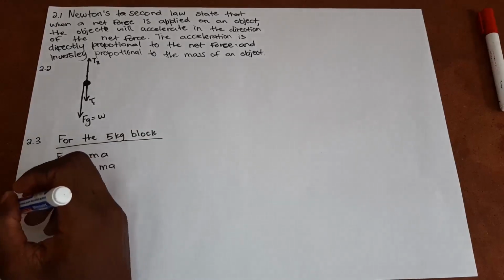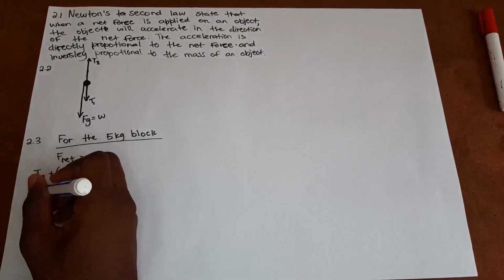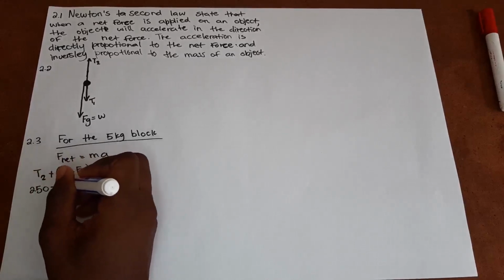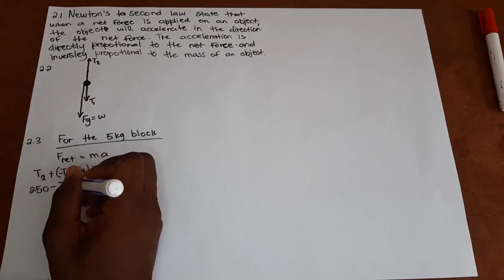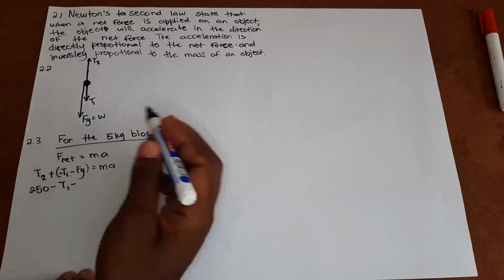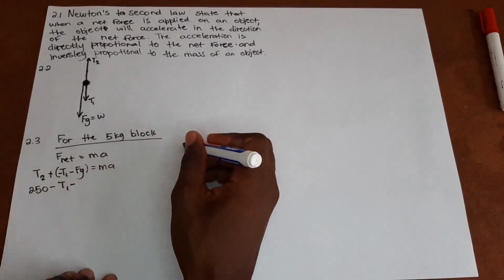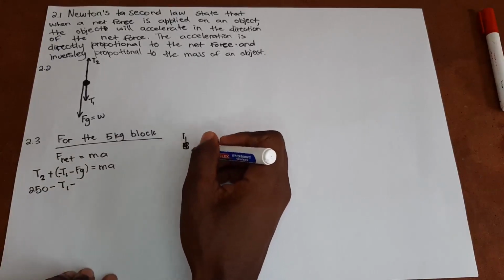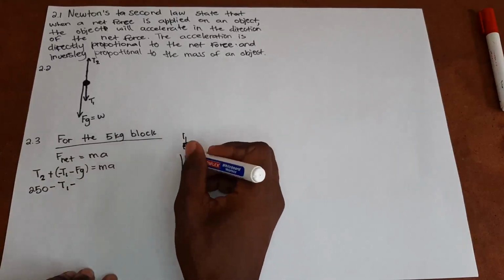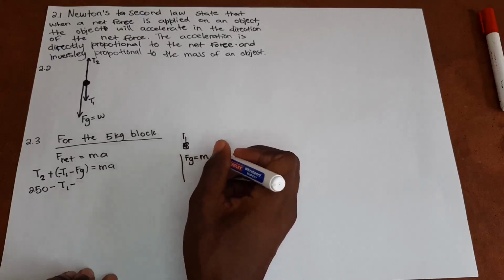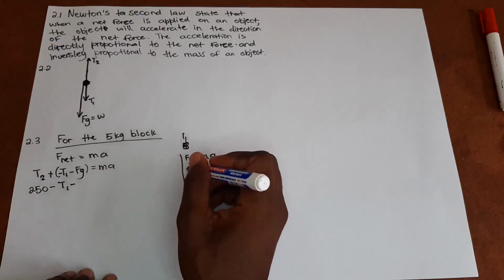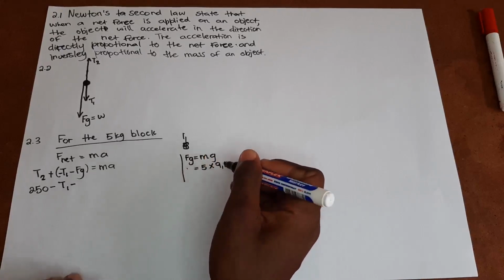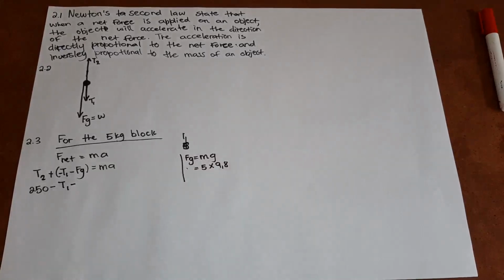So we have mass multiplied by acceleration. What's our T2? Our T2 is equal to 250 newtons, minus T1, which is unknown, minus gravity. In order to calculate our gravity, Fg is equal to mg. So your gravity is equal to 5 multiplied by 9.8. Let's press into our calculators.